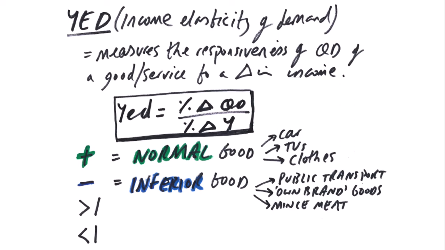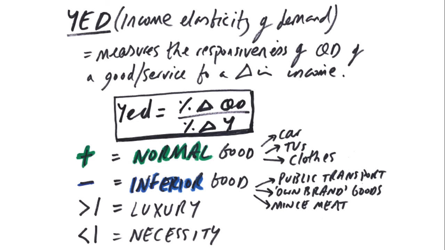The other thing you have to recall about YED is if the answer is greater than 1, obviously that makes it elastic. So write down what the answer means if it's greater than 1 and what the answer means if it's less than 1. So if it's greater than 1, it means the product is a luxury good. So the demand is very responsive to changes in income. And if it is less than 1, it implies the good is a necessity. So we will buy these necessity products no matter what happens in income.